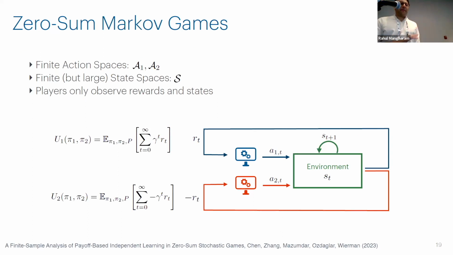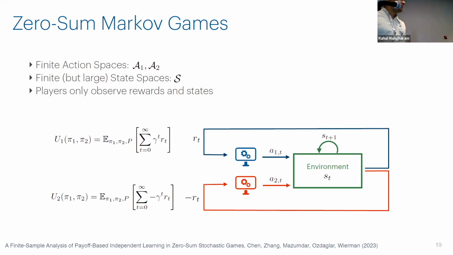So the case that we're going to be looking at today is zero-sum Markov games. We're going to assume that both players have finite action spaces. We're going to assume that they have finite, but probably large state spaces. And we're going to assume that players only observe rewards and states. So they don't know anything about their opponent in these games. That gets us back into this payoff-based independent learning type of framework.